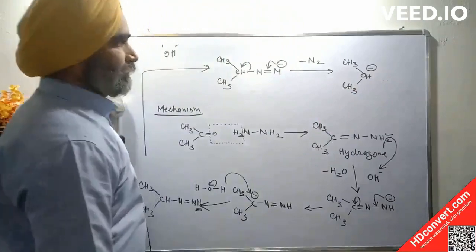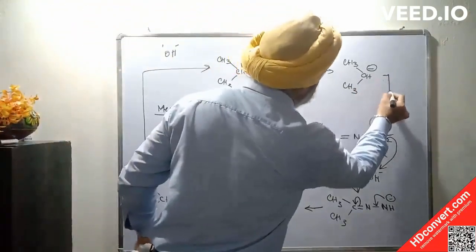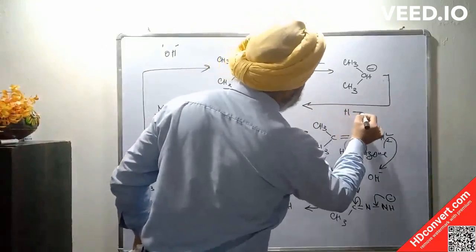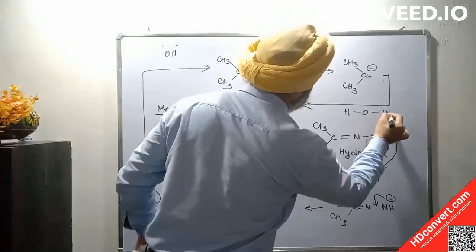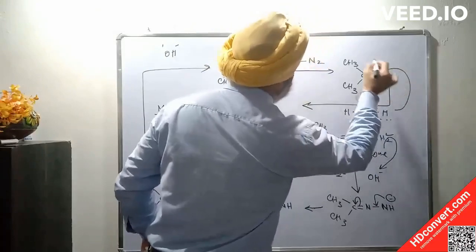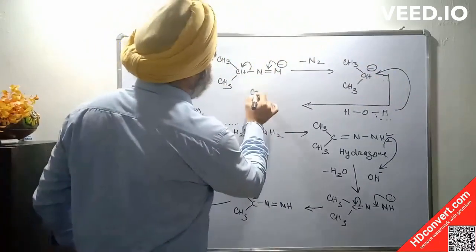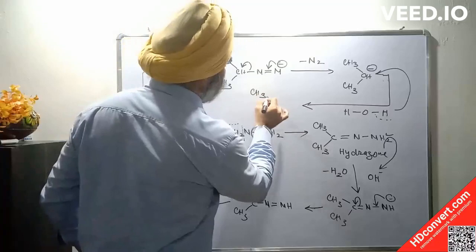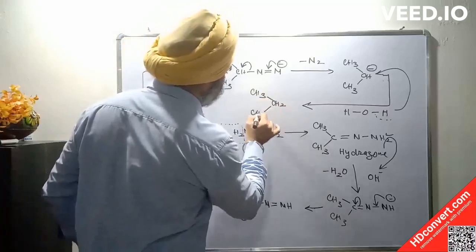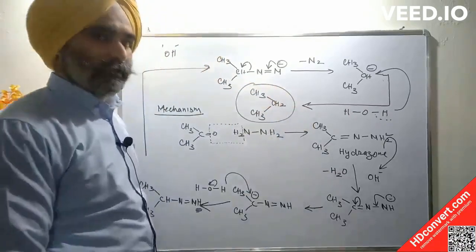Right? Now what will happen in the next step? In the next step, this will abstract a proton from water. So a proton will be liberated from water, and it will get attached to the carbon, which is negatively charged. So what is our product? Our product will be CH3, CH2, CH3. So this is our final product, which is an alkane.